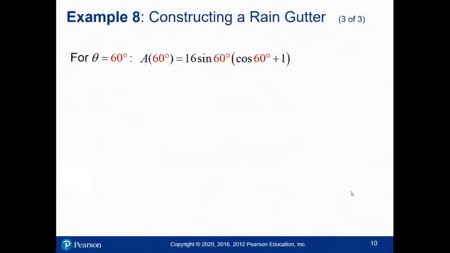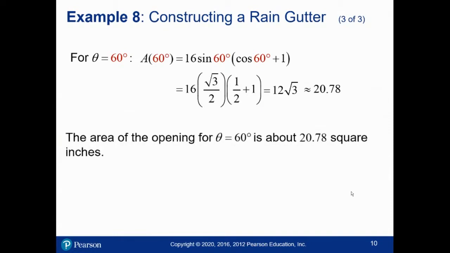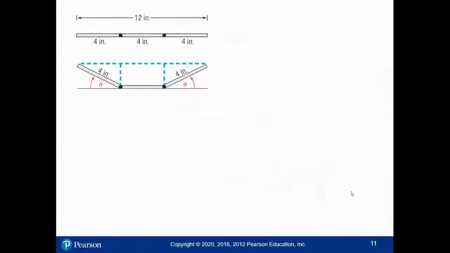And for 60 degrees, finally, I know I'm going through this quickly, but we have done it before. Sine of 60 is √3/2, and cosine of 60 is 1/2. So we plug those in, and we get a final answer of about 20.7. Okay. So great, we can compute the area of various angles, but where did this formula come from? So let's take a look at this diagram, okay? So this length is 4.